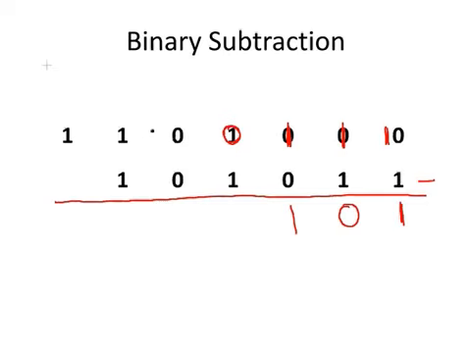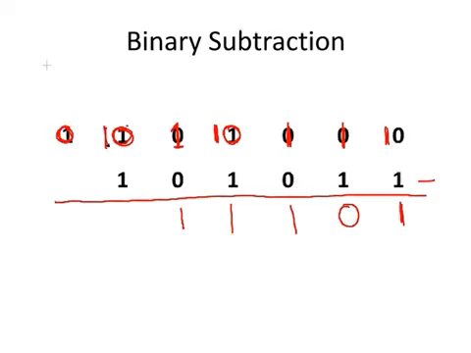Here we are again. What we have to do is borrow a digit, borrow 1. So we're going to borrow it from here. We're going to place it here, and we have to change that intermediate 0 to a 1. So 10 minus 1 is 1. 1 minus 0 is 1.